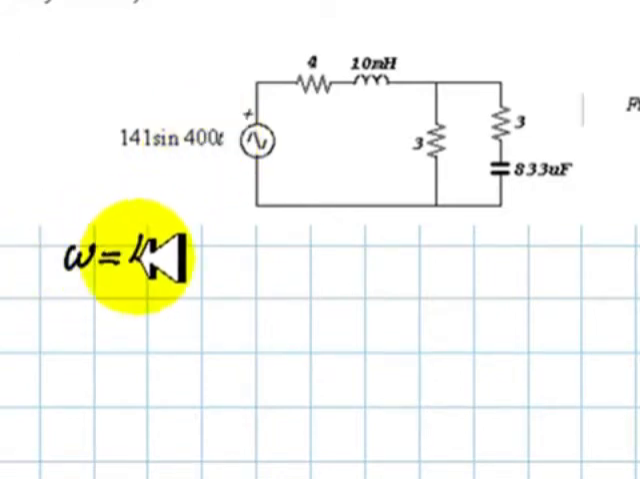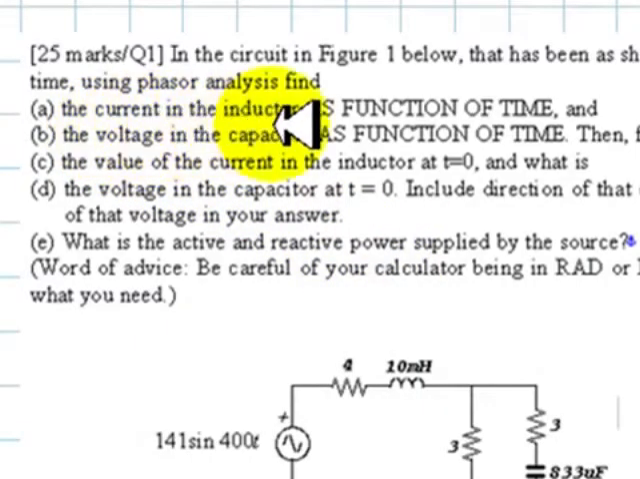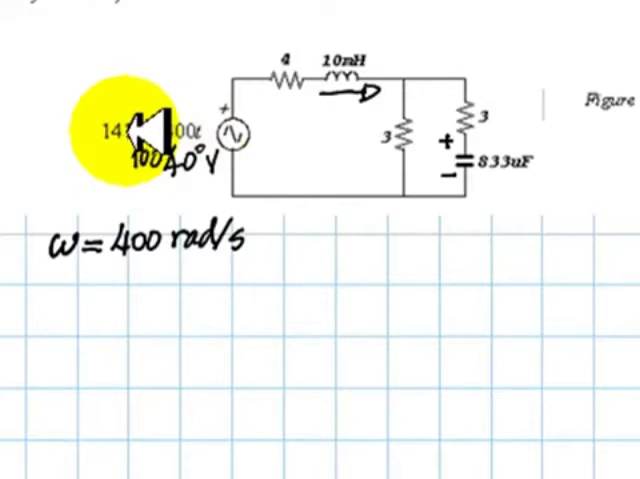We continue reading. A: Find the current in the inductor as a function of time, the current in this inductor. B: Find the voltage in the capacitor as a function of time, this voltage. The first thing I do is replace this function of time with a phasor. 141, which is the peak value, divided by root 2 gives us the RMS value, 100 at 0 degrees.